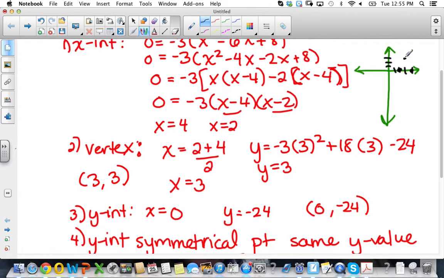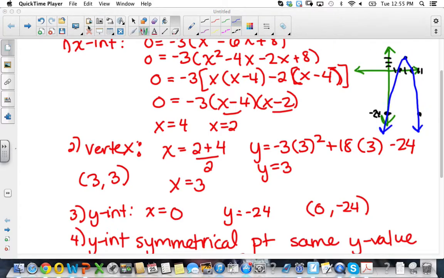This is not necessarily to scale. We know that the y-intercept is (0, negative 24). We'll say that's negative 24. And we know the symmetrical point is (6, negative 24) down there. So not exactly to scale, but you get an idea. And there is the graph of that quadratic function. Hopefully that helps. I know this is a little bit longer than most, but this is a long problem and one you'll be seeing on the assessment.